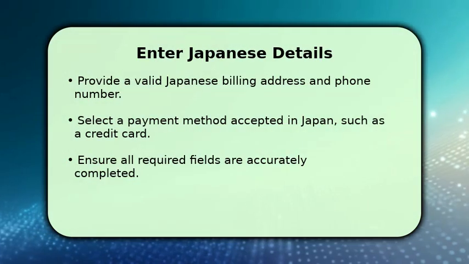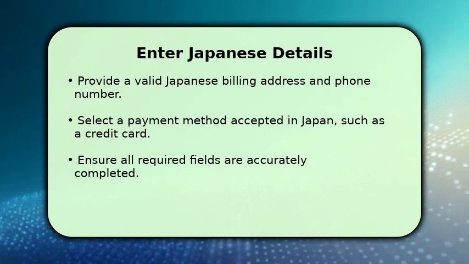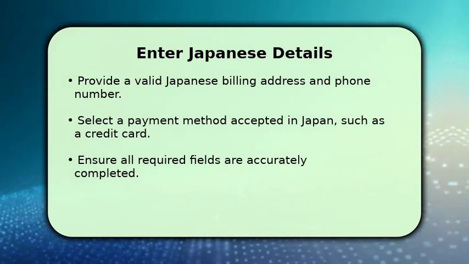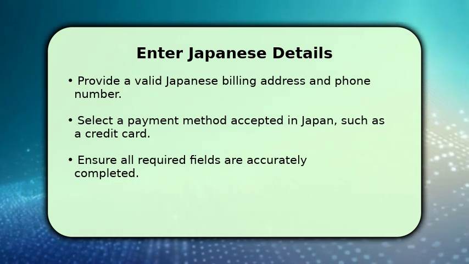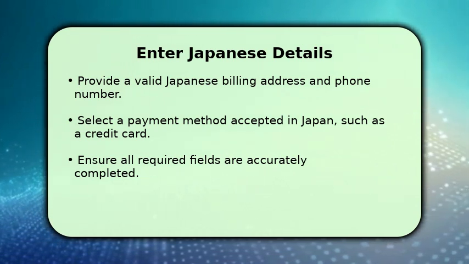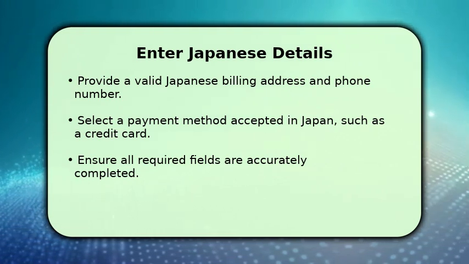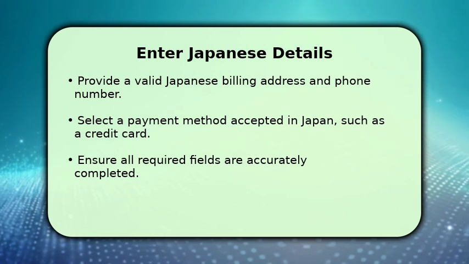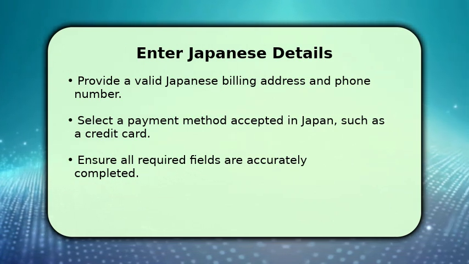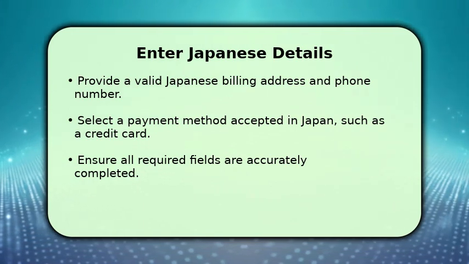The next step involves providing your new regional information. You will need to enter a valid Japanese billing address and a local phone number. Then, select a payment method that is accepted in Japan. Typically, a major credit card works best. It's vital to ensure all required fields are accurately completed to avoid any delays. Once all details are entered correctly, confirm the changes to finalize your App Store region to Japan.